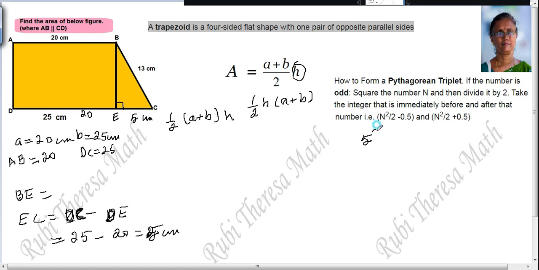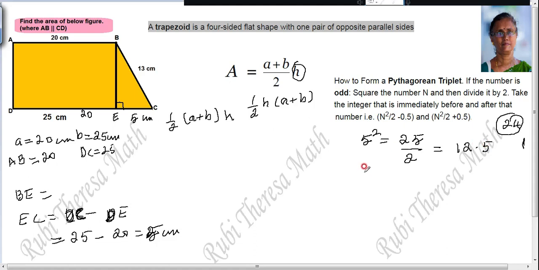So 5 square. 5 square is what? 25. Divide it by 2. What will you get? 12.5, isn't it? This also how you can write: 24 by 2 is 12, then 1 by 2 is 0.5. So 12.5.